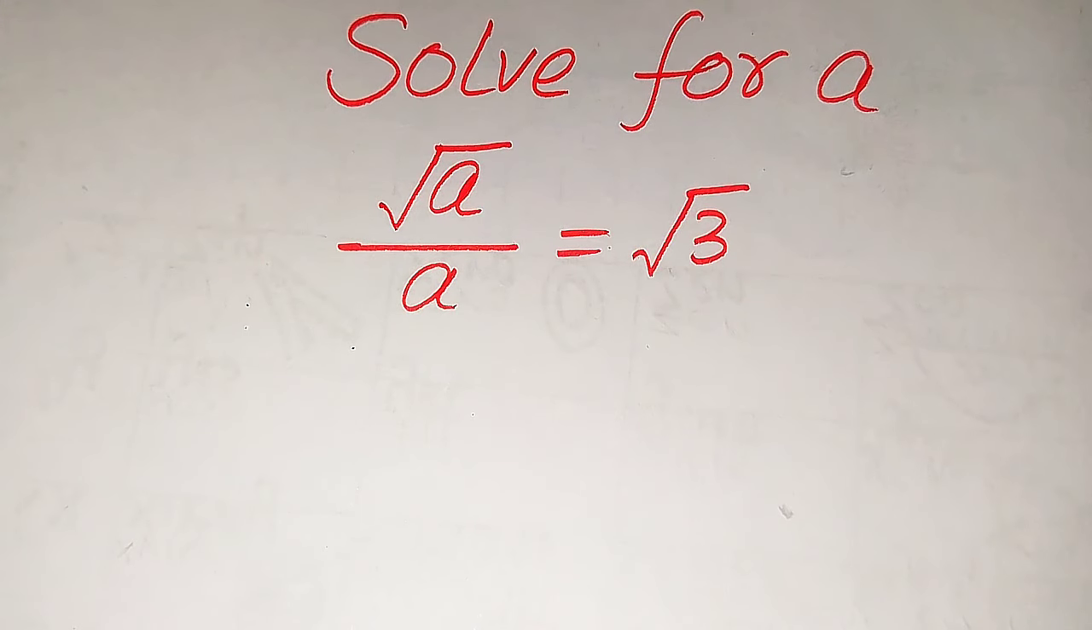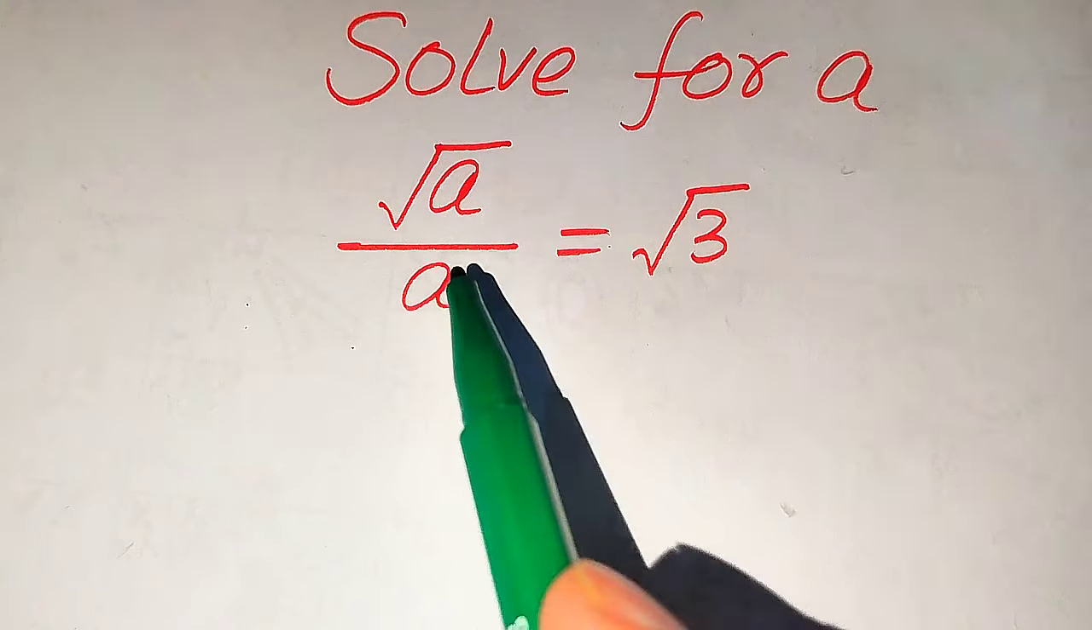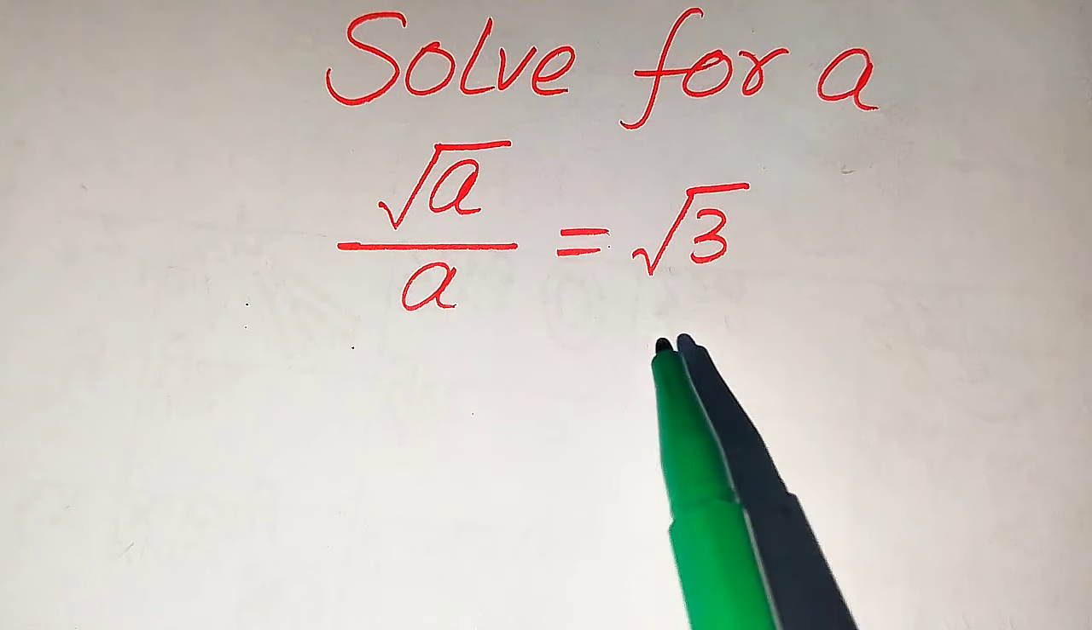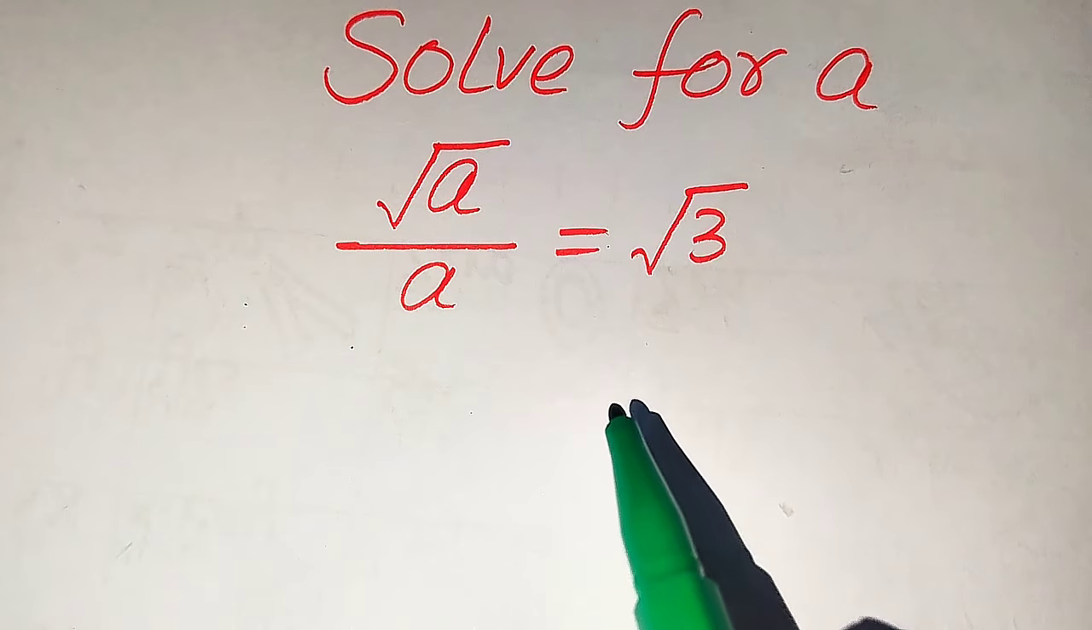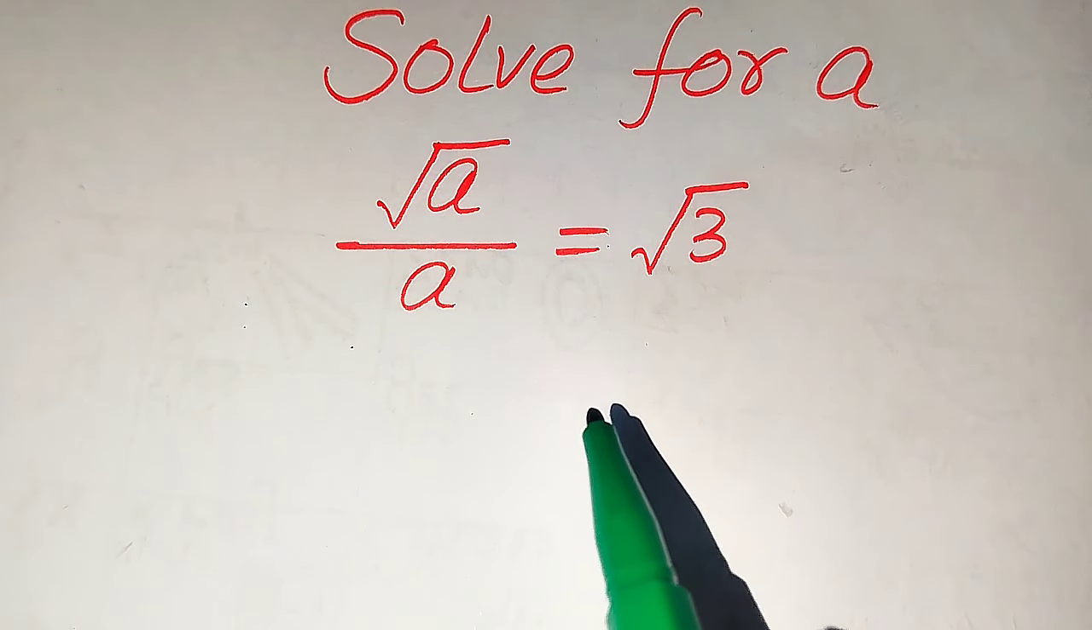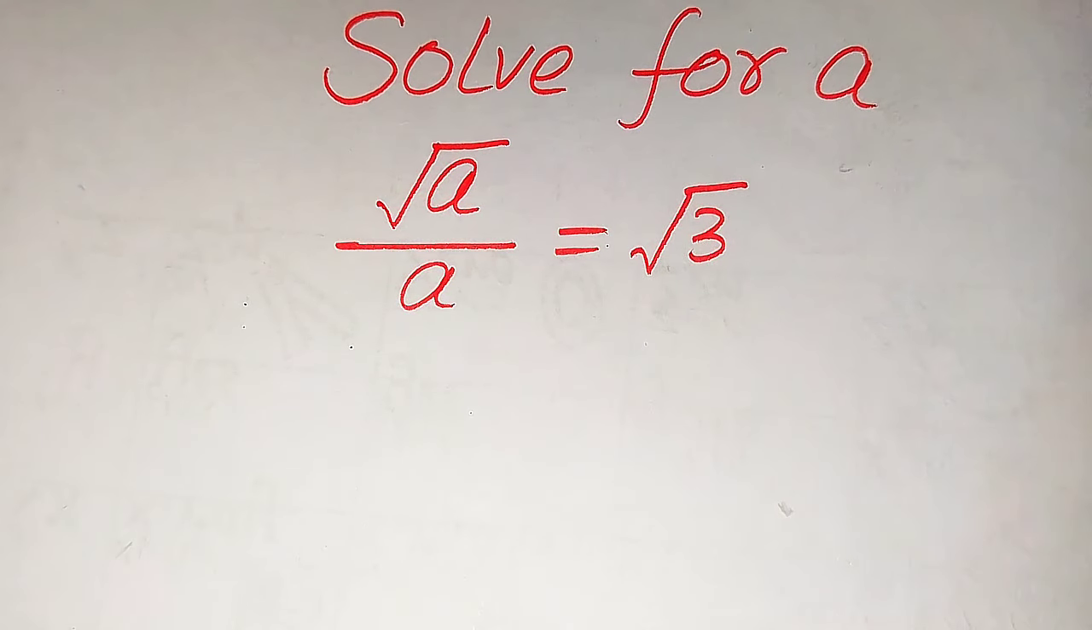Hello everyone, how to solve this problem for the values of a if we have square root of a divided by a is equal to square root of 3. So here, first we find all the roots of this equation, and at the last we will verify which of the roots are solutions and which of the roots are extraneous roots.